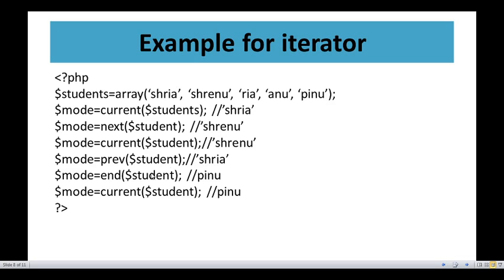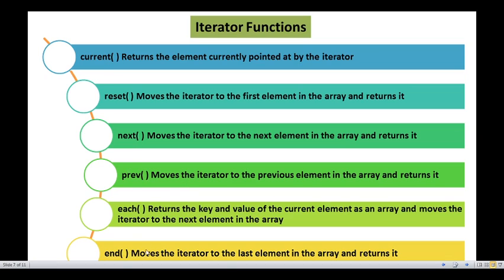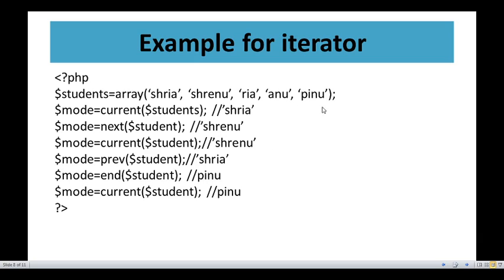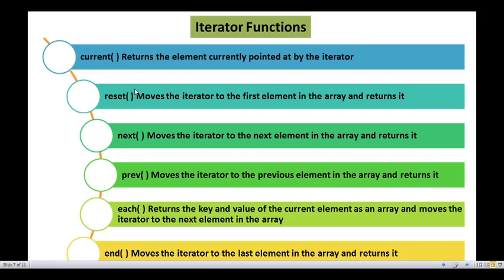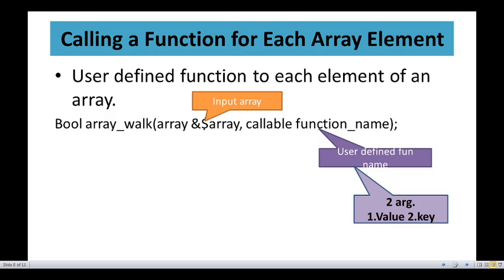Then end($student) means the end element. End will move the iterator to the last element in the array. This last element is Pinu, so our output is Pinu. Then $mode equals current. Now our iterator pointer is at the end of the array, so current will return the same value, Pinu. In this way, we can use the iterator functions to reset the pointer, return the current pointer location, move to next, previous, and so on.